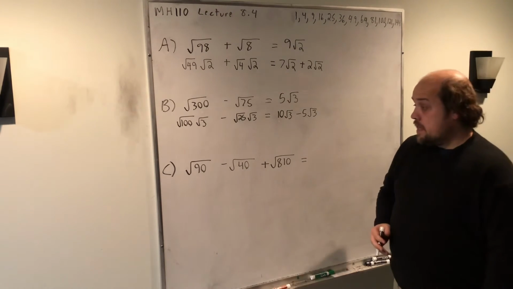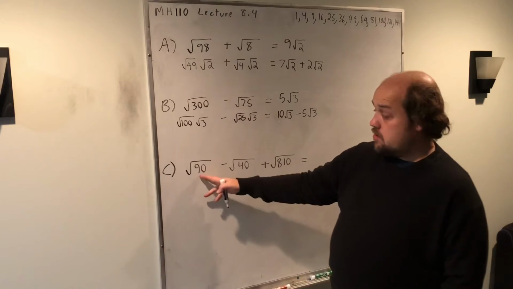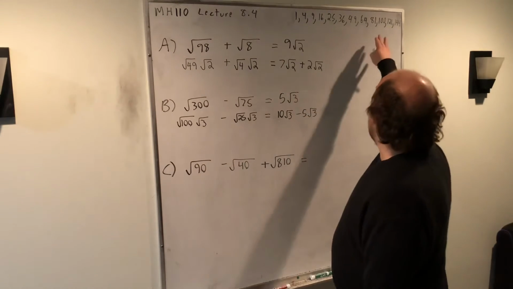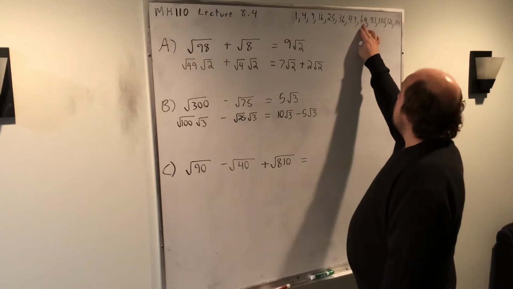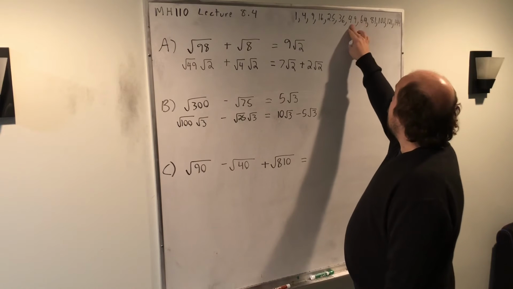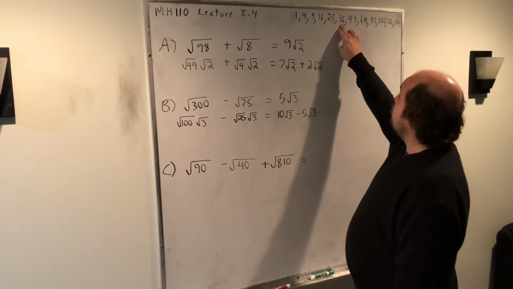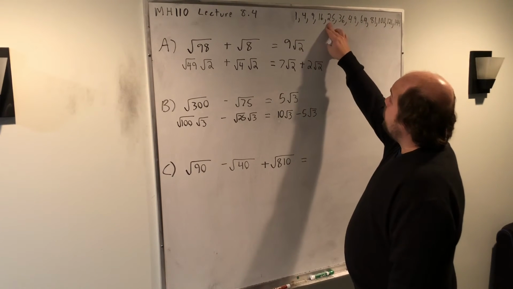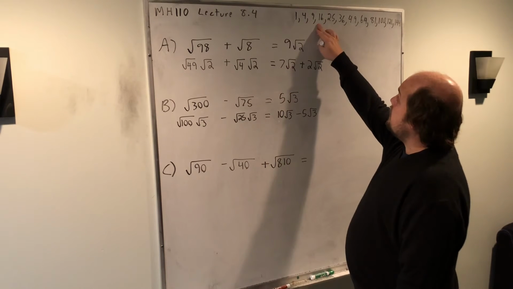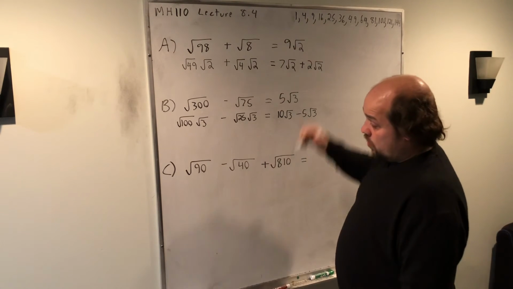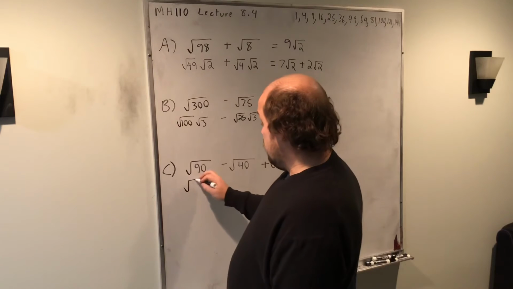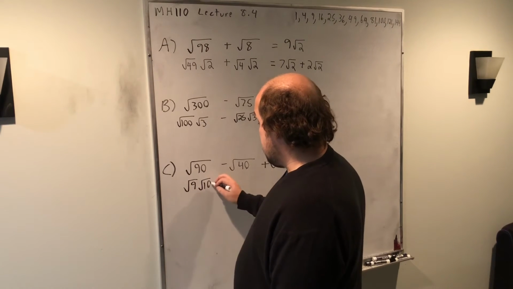For part C, I'm going to start with the 90. The 90, I try 81 first, it doesn't work. 64 doesn't work. 49 doesn't work. 36 doesn't work. 25 doesn't work. 16 doesn't work. 9 does work. It splits into 9 times 10.